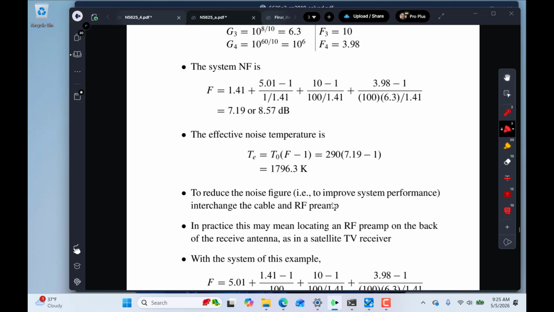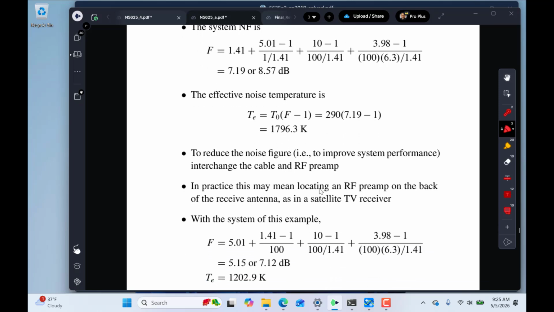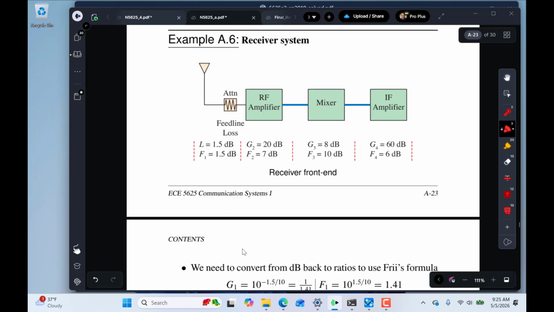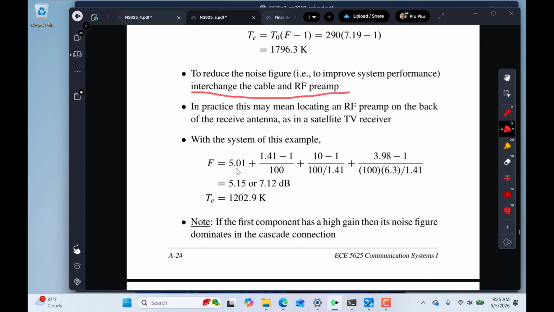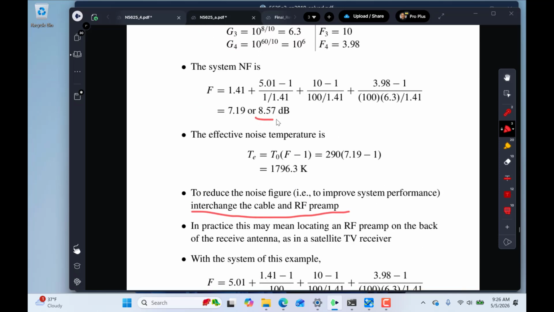So how can we improve the performance? What you could do in this case is put an RF preamp in front of the cable right at the antenna. With this example, we're going to take this RF amplifier, call it our preamp, and move it in front, right at the antenna. So in the cascade expression, the numbers are just reworked here, and that drops the noise figure down to 5.15. So in dB it's 7.12 and 8.57.